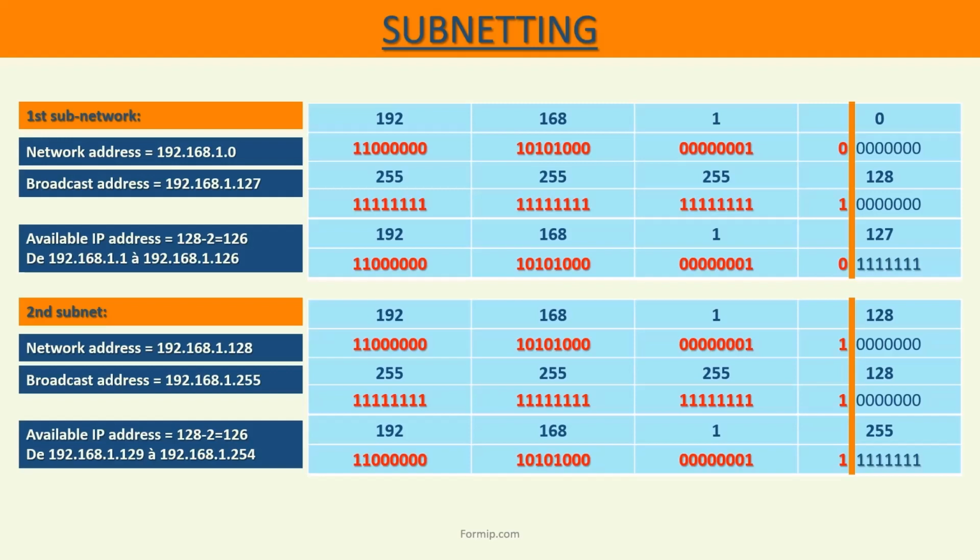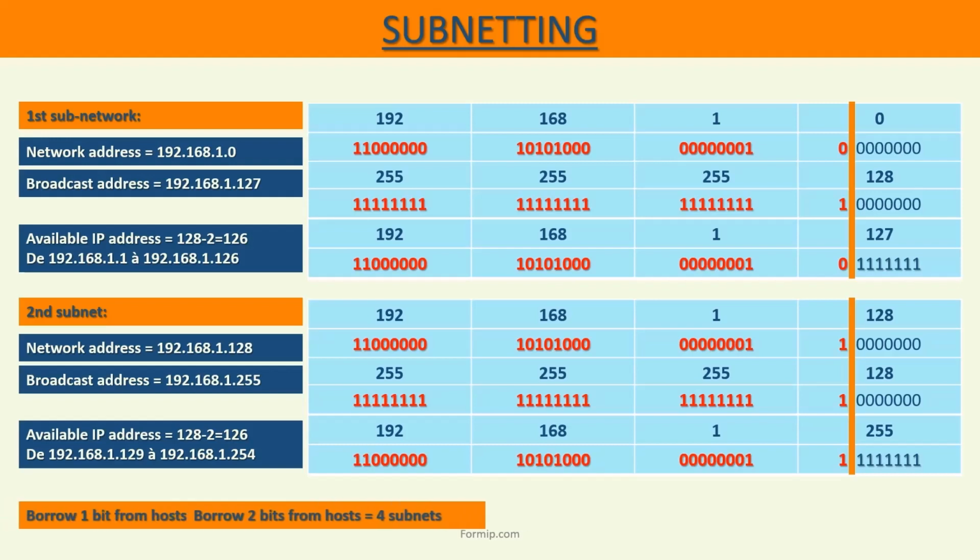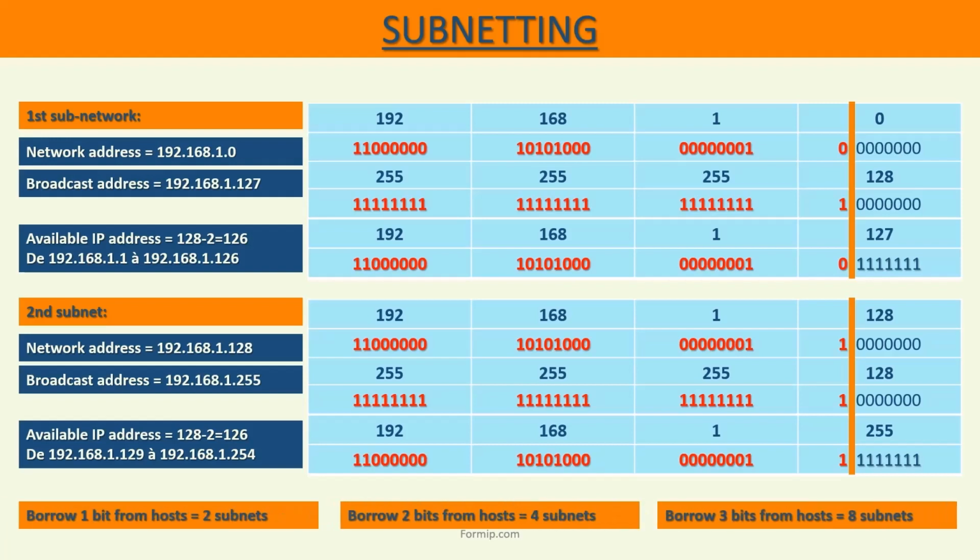We can therefore use the IP addresses from 129 to 254, which come from the network 192.168.1.128. In conclusion, by borrowing 1 bit of hosts, it is possible to create 2 subnets. For each bit we borrow, it is possible to double the number of subnets. That is, if we borrow 2 host bits, then we can create 4 subnets. If we borrow 3, then it will be 8 subnets, and so on.